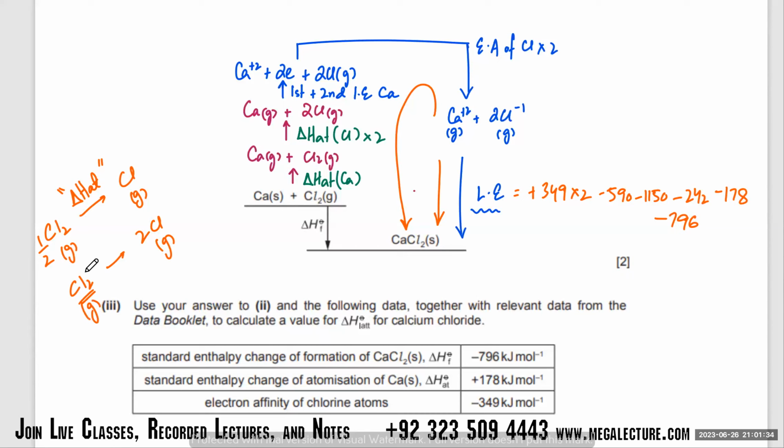Okay, which is why you're not going to multiply it by half. Is that clear? Yes, sir. So which is why you just need 1 bond energy. So I just wrote minus 242 over here.